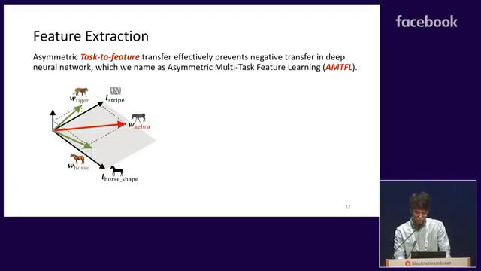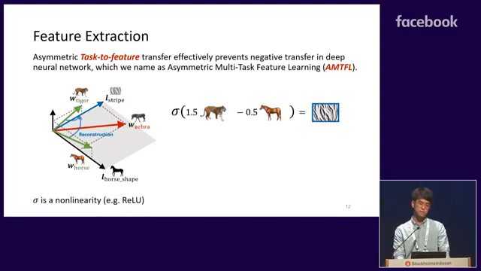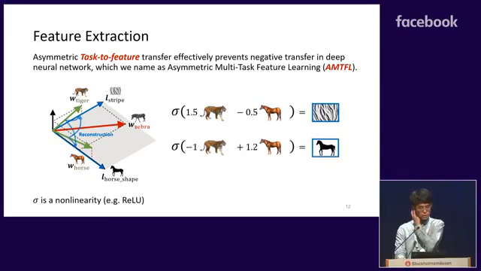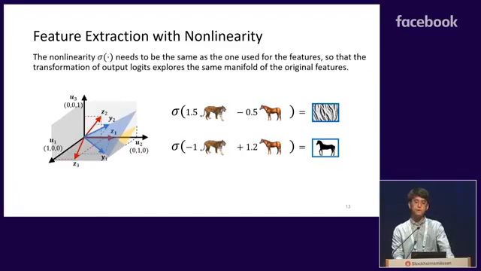To overcome the limitation, we propose task-to-feature transfer, not task-to-task transfer. In this figure, we try to extract stripe using the model parameters of easy tasks, such as tiger and horse. And sigma here is a nonlinearity like ReLU, which is needed for the extraction. And we also try to extract the other features in the same way. The nonlinearity needs to be the same as the one used for the features so that the transformation explores the same manifold of the original features.